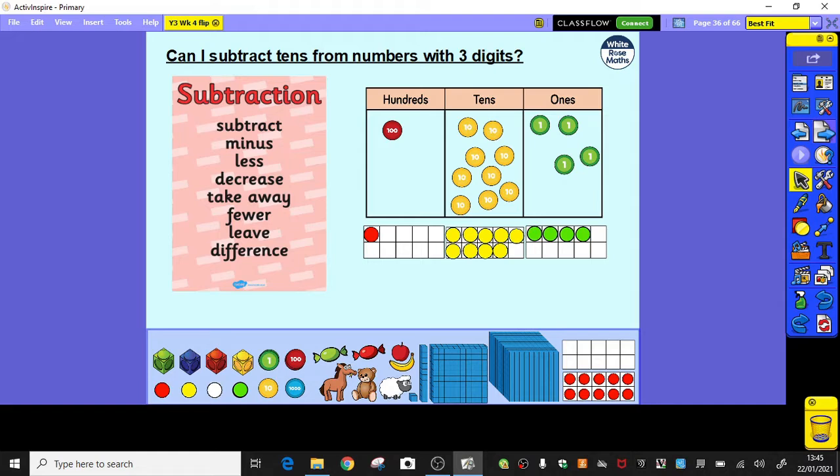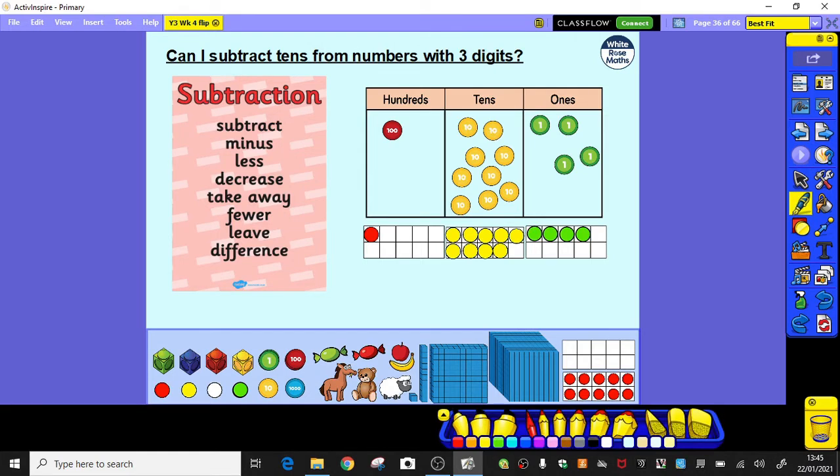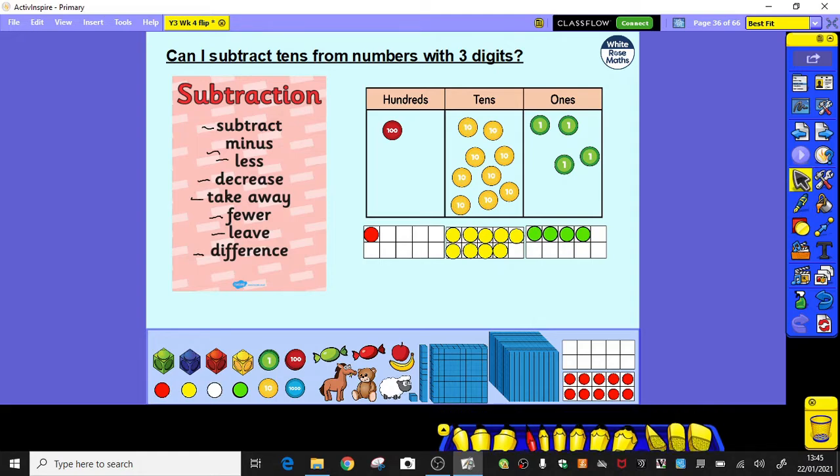So let's have a quick reminder of the different vocabulary that we have that means subtraction. So we've got subtract, minus, less, decrease, take away, fewer, leave, so you might say how many does that leave, and the difference. Those are all important vocabulary to remember when we're dealing with subtraction questions. So let's have a look at today's problem.